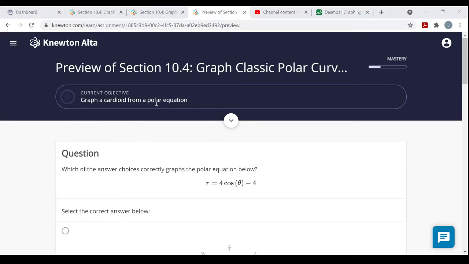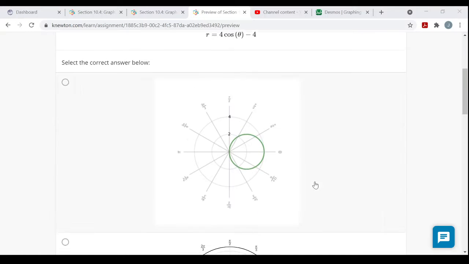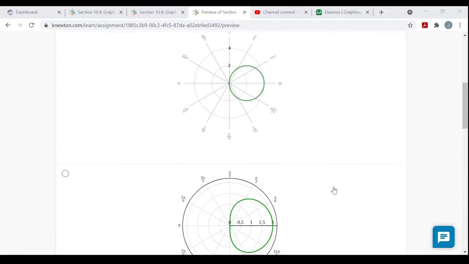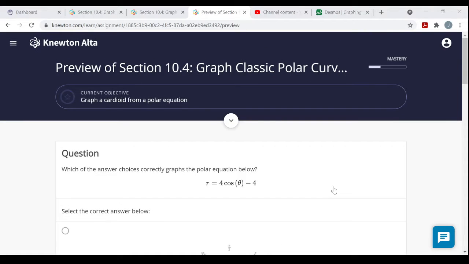So again, if you want to read more about it, click on more instruction at the bottom of the question, look at their videos, their notes, their examples, and hopefully those help you. So here I have r equals 4 times the cosine of theta minus 4, and I'm asked to graph this on a polar grid system.